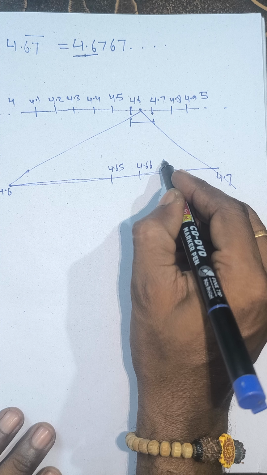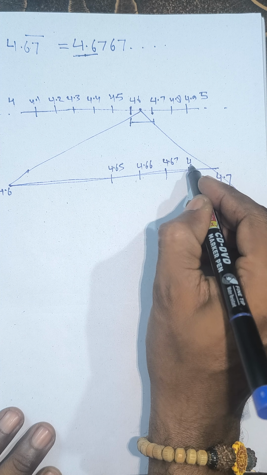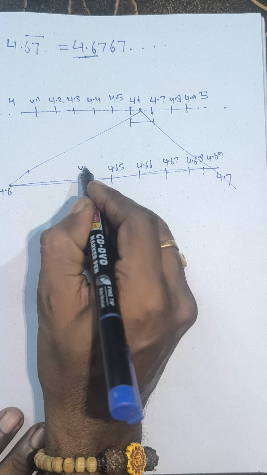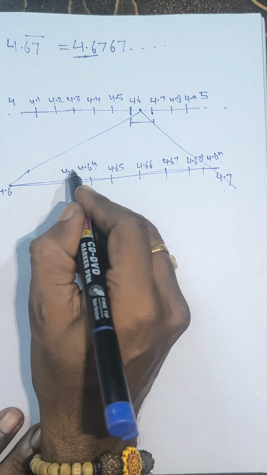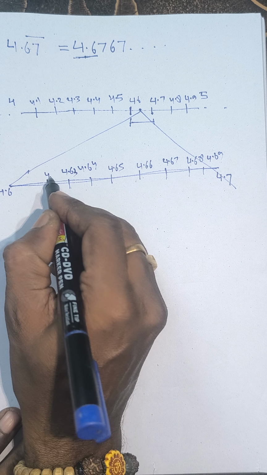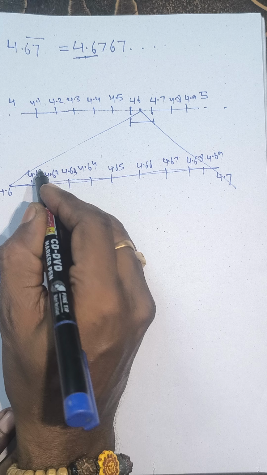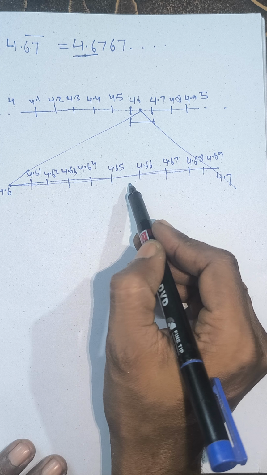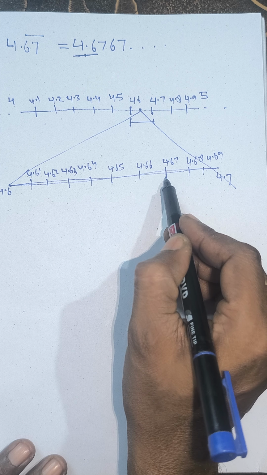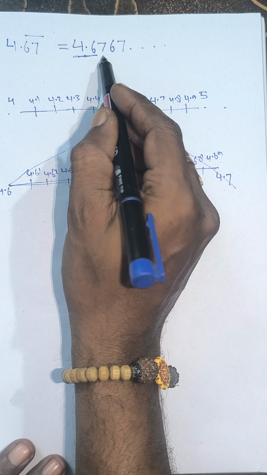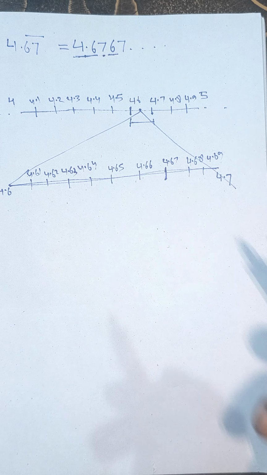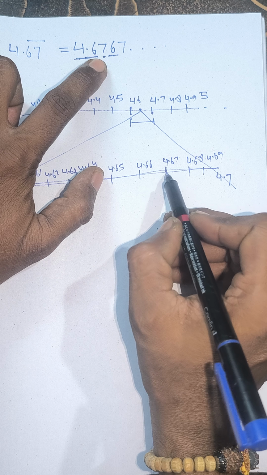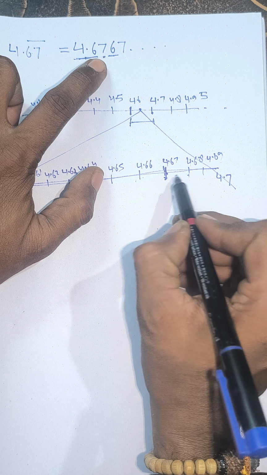4.66, 4.67, 4.68, 4.69. Here we will have 4.64, 4.63, 4.62 and 4.61. Now we need to find 4.67 bar. This is 4.67, but after that we have 6 also, right? So that means the number will be greater than 4.67. So that number lies between these two, right?